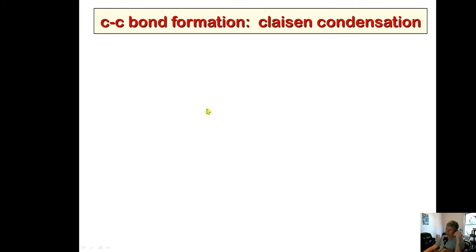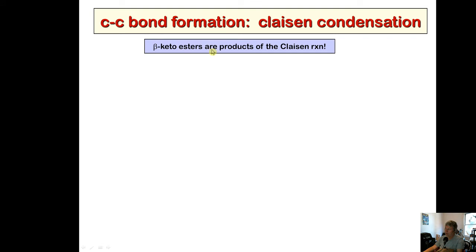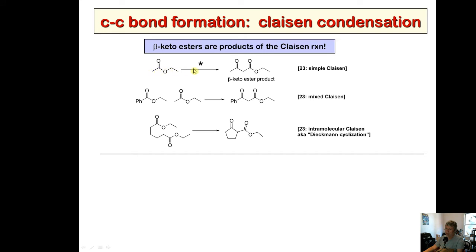All right, so let's talk about the Claisen condensation, which is, you could say, vaguely similar to the aldol. It uses esters instead of ketones and aldehydes. So beta keto esters are the products of the Claisen reaction. These are 3 of the simple examples you are probably familiar with. If an ester reacts with itself, it's usually a base followed by acid. The ester becomes a nucleophile, an enolate, and attacks the other ester, kicks off the ethoxy, and you get a beta keto ester.